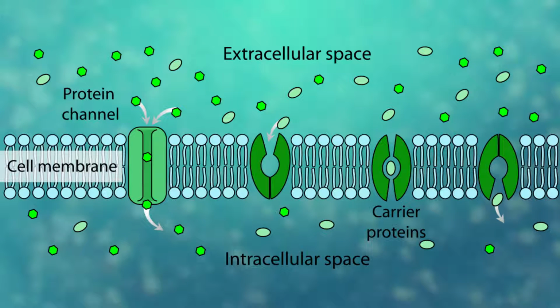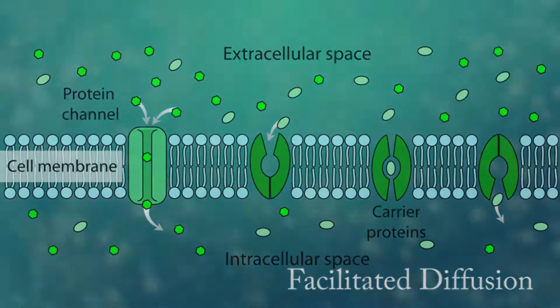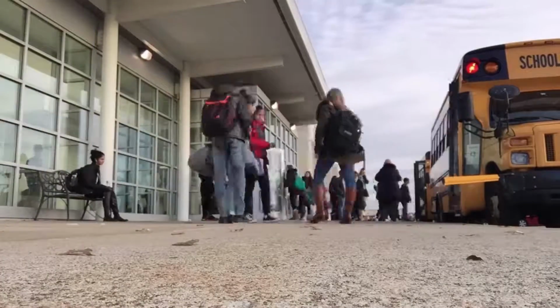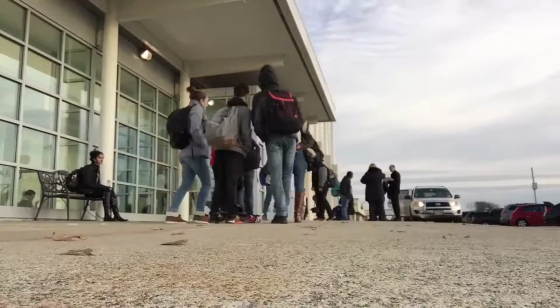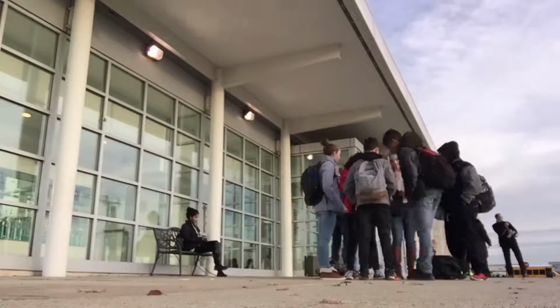Sometimes, however, some substances, like glucose and amino acids, are too large or too polar to simply pass through the cell wall. In these cases, the substance will pass through using a channel protein. This is called facilitated diffusion. As we can see, a substance is traveling through the channel protein from higher to lower concentration.